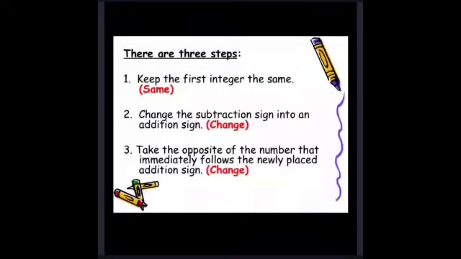The very first step says keep the first integer the same. Second is change the subtraction sign into an addition sign. Third one is take the opposite of the number that immediately follows the newly placed addition sign.